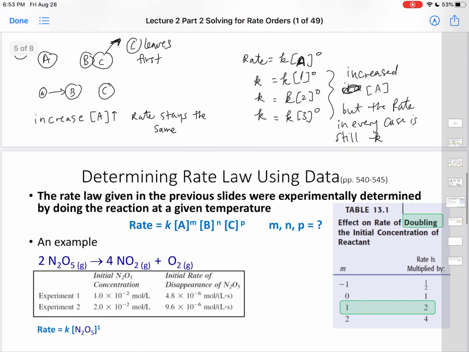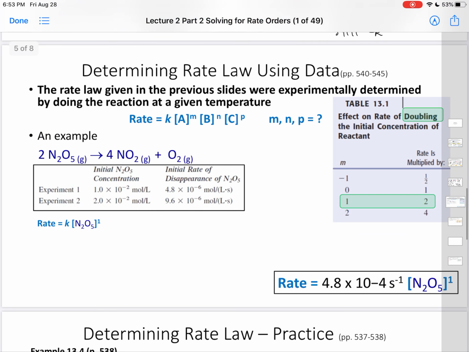Okay, so if you're looking at it, you might be wondering, how did we come up with the order? Where did m equals 1 or m equals 0 come from, right? If you really look at it, it depends on real experimental data, okay? And so we're just going to do a very simple example here.